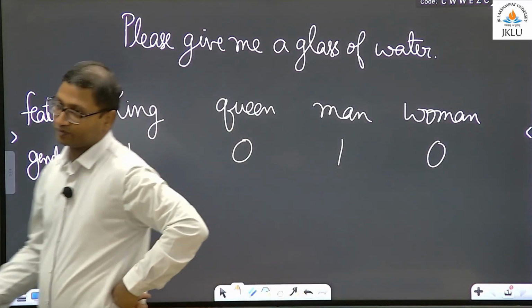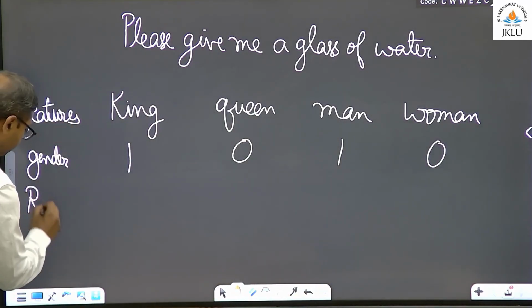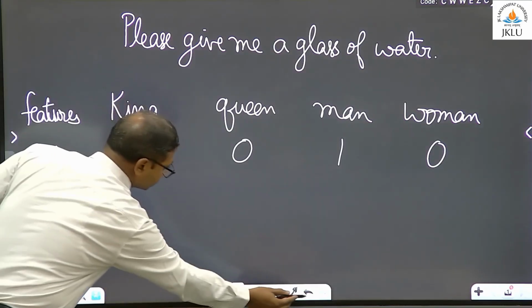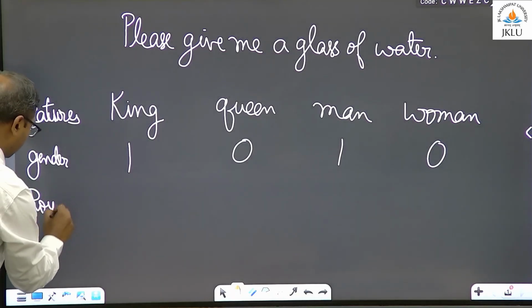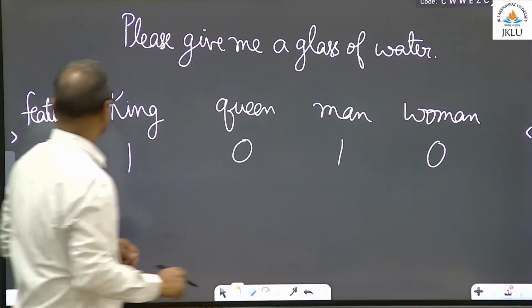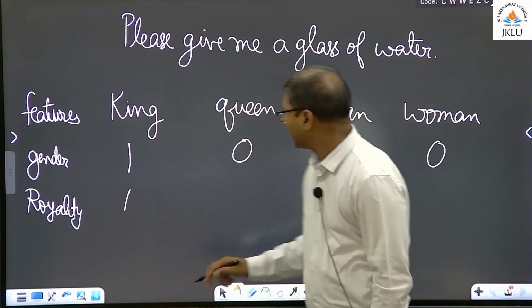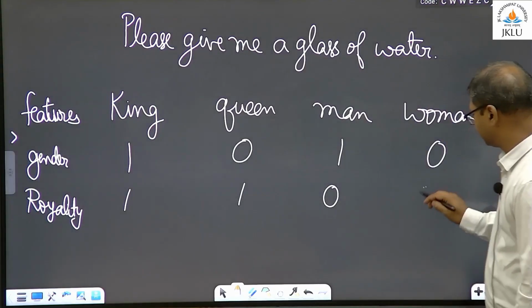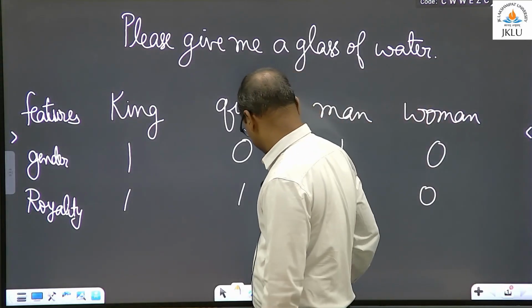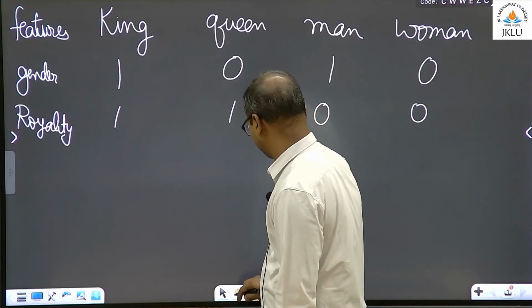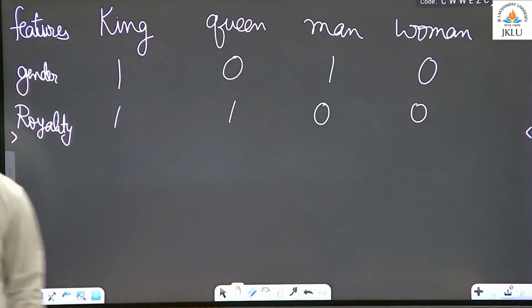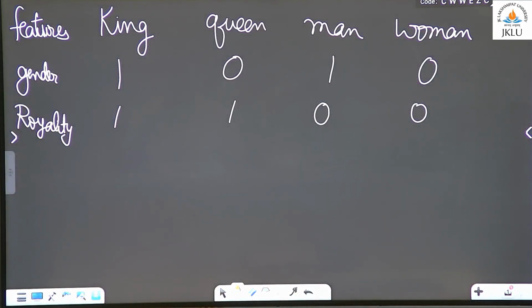What other feature can I have? Let's say royalty takes value 1 or 0. So for king 1, for queen 1. Okay. What else? Give me more features now. Power. Power, I think royalty will capture that.